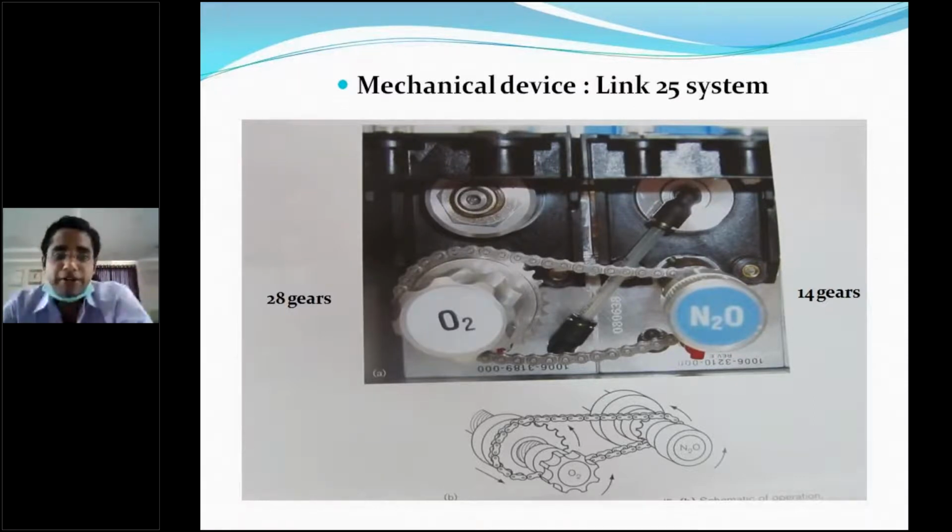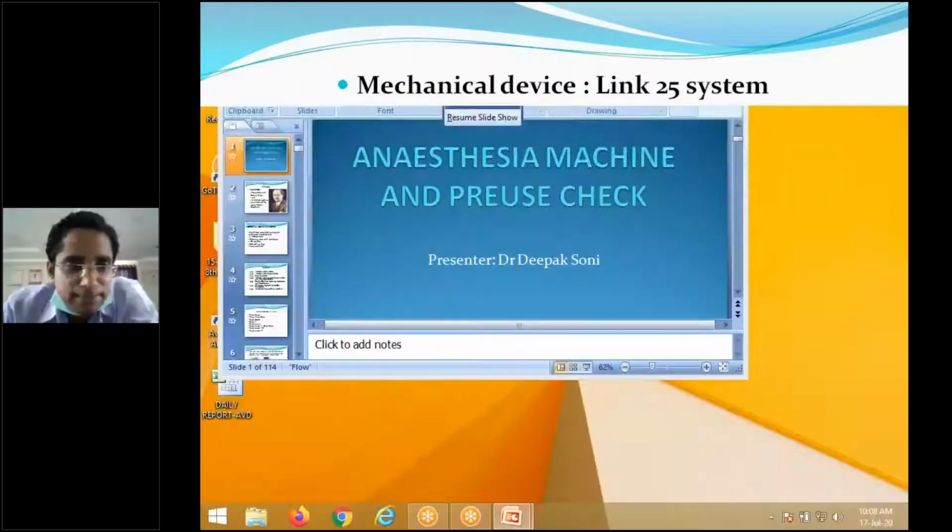If you can see, every one of us has done cycling in our childhood, right? From the front tire to the back tire, you have this chain system. The same way we have this chain system for the oxygen and nitrous oxide. So I'll just ask you a small simple question. Who is the master and who is the slave of these both things? Again, I'm asking you, who is the master here? Whether oxygen is the master or nitrous oxide is the master?